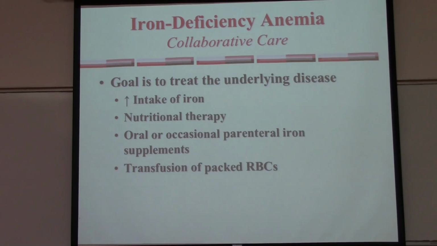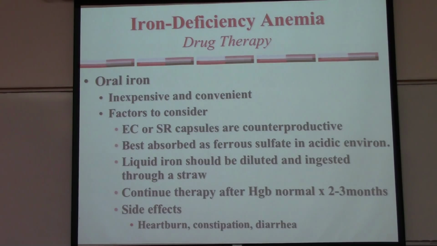Oral or occasional parenteral iron supplementation. And if the anemia is significant enough, then the patient will get transfusions. Now, oral iron, pretty darn inexpensive, pretty convenient. We know that it's going to be absorbed in the duodenum and the proximal jejunum. So what do you think about an enteric-coated iron? Doesn't make much sense, okay?